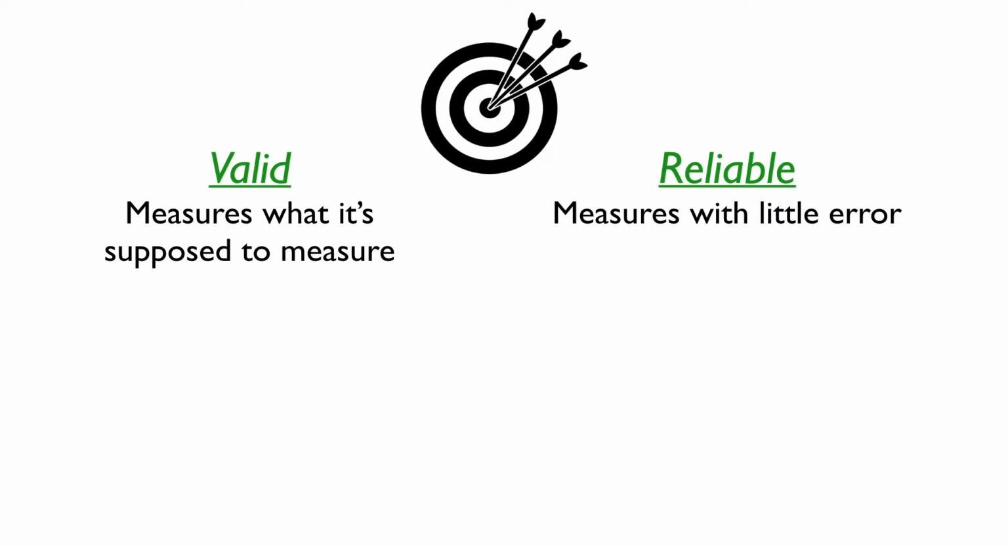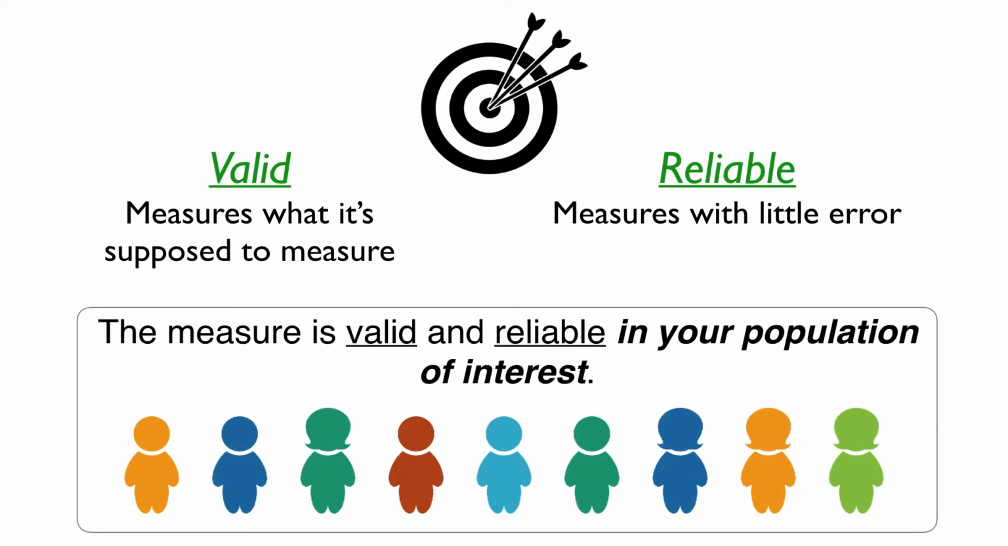And a really important concept related to validity and reliability is that we talk about the degree to which a measure is valid and reliable in your population of interest. It may be a great measure for some other population, but maybe in your population it's not quite as valid and reliable. So it's a really important thing to ask, how valid and reliable is this measure for your population of interest?